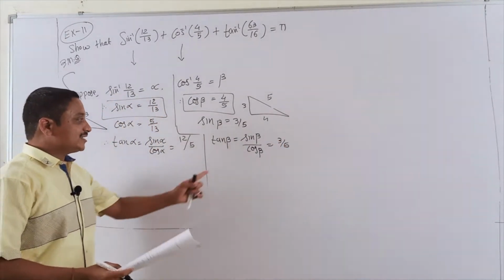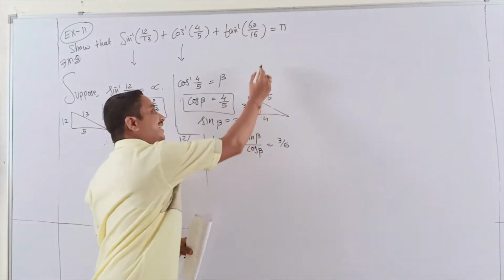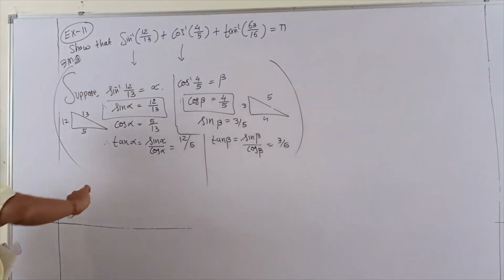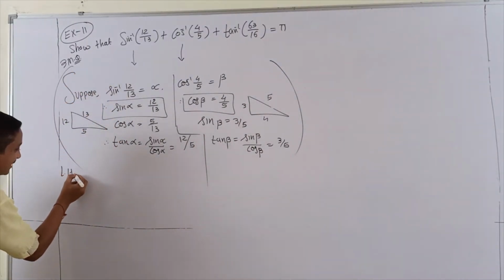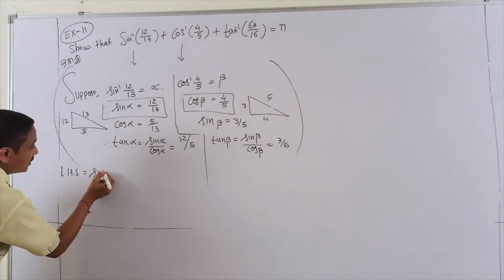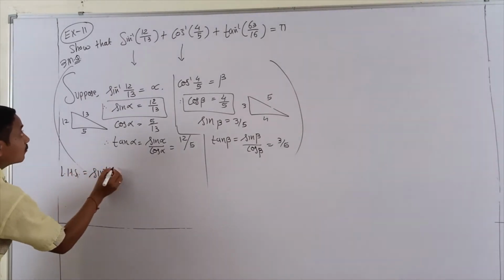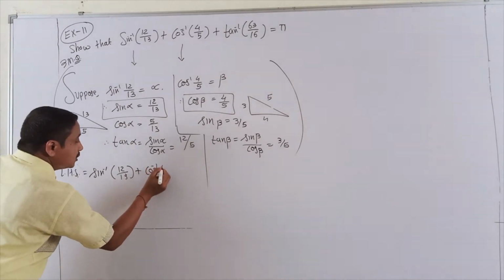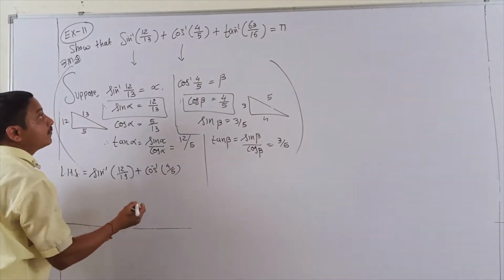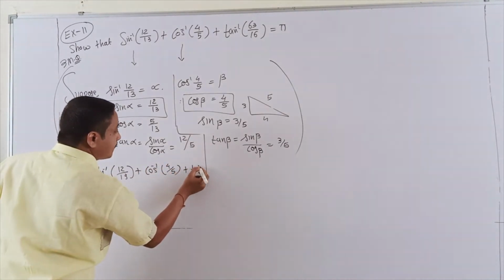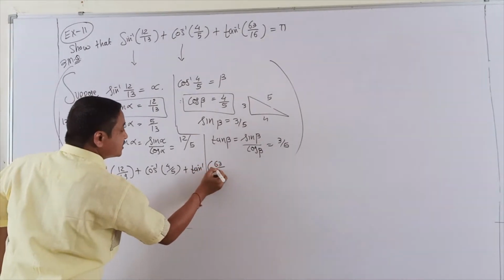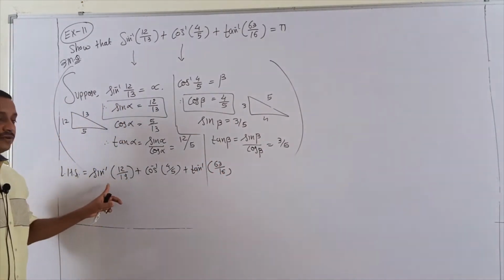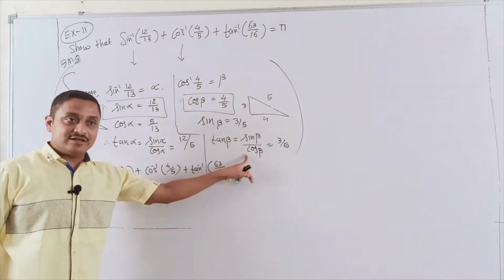You know why I create these two values? Yes. After that I go to my LHS. What is the LHS? Sin inverse 12 by 13, cos inverse 4 by 5, and tan inverse 63 by 16. Students, this value is already translated into tan.